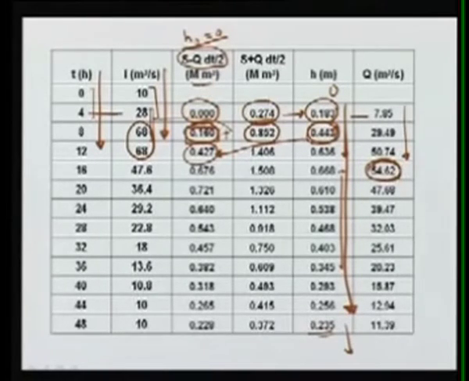So we have seen how to move the flood, or how to route the flood, from one point to the other. If the inflow hydrograph is given at one point, and if the storage characteristics of the channel or the reservoir are known, then we can obtain the flood hydrograph at any point downstream.